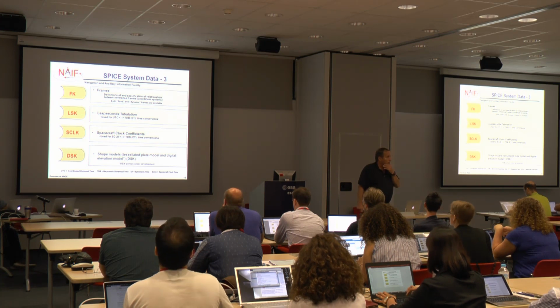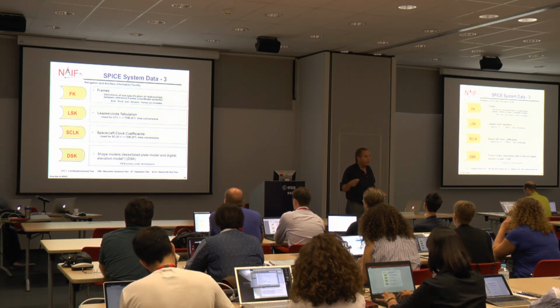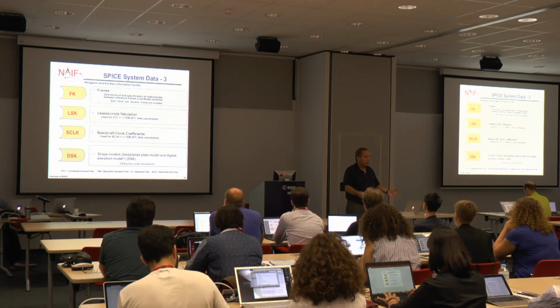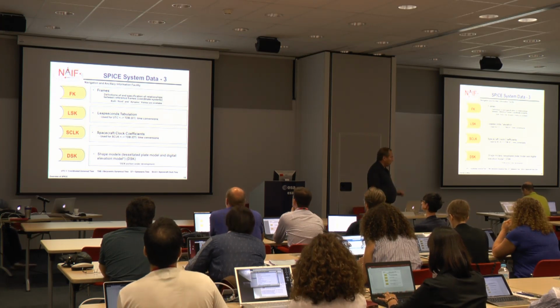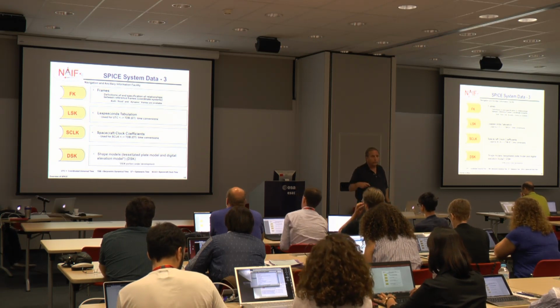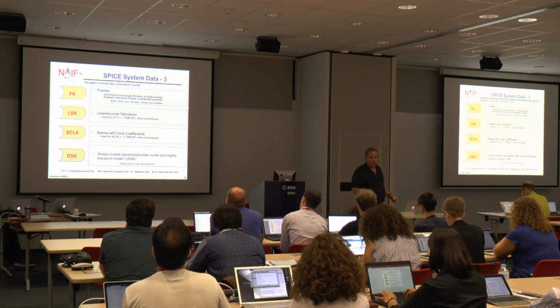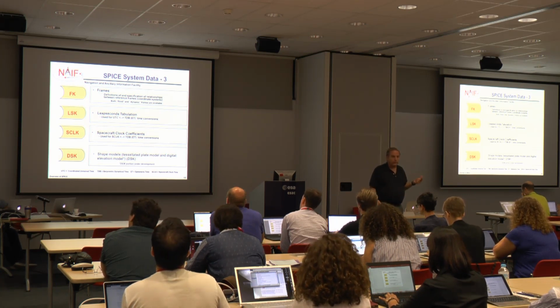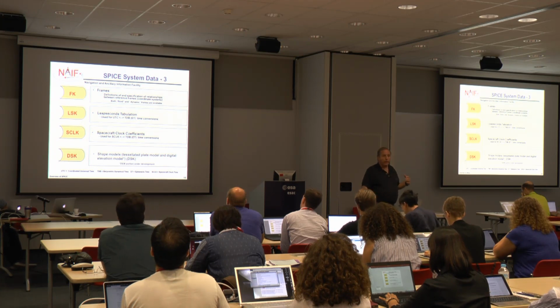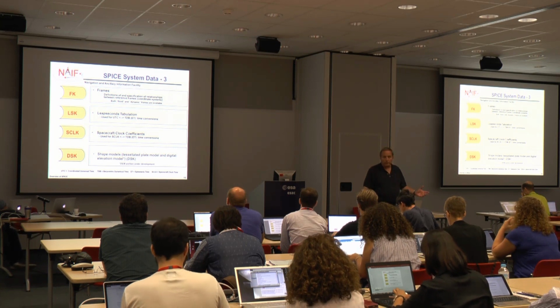Leap seconds kernel is used to provide data needed to transform between UTC time and ephemeris time, where ephemeris time is the underlying fundamental time system used throughout SPICE. SCLK is also a set of calibration information used to transform between spacecraft clock time tags and ephemeris time. So these two sets of correlation information allow you to transform between most time systems used in the space science domain.